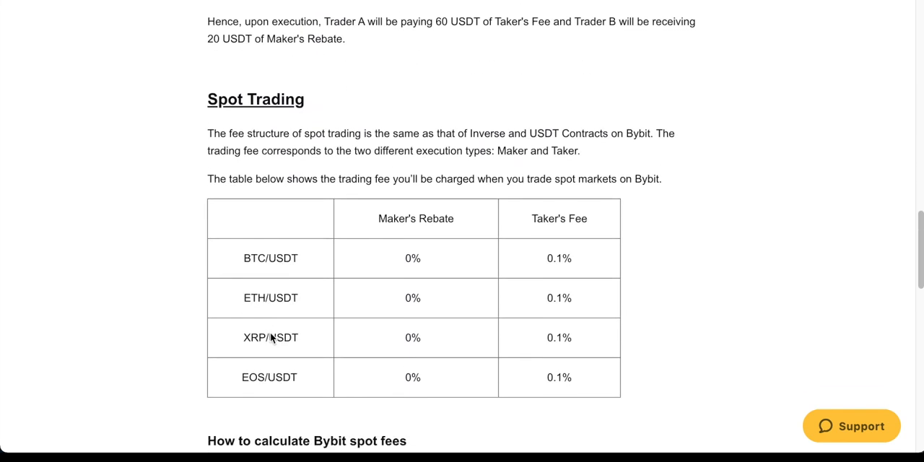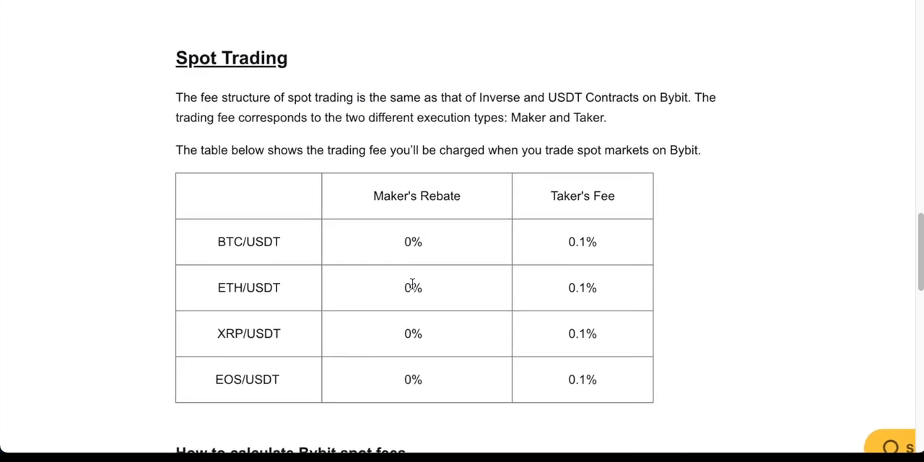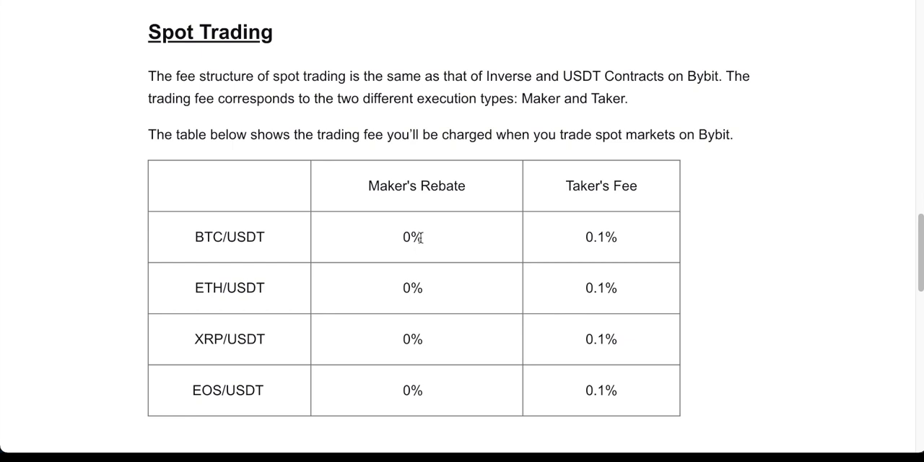Bybit have something called a maker taker fee, which a lot of crypto exchanges do. So for right now, the maker rebate or the maker fees are actually 0%, so essentially free. I'm assuming this won't last forever. This is probably a promotion for right now, but essentially if you're a maker, what that means is that you make liquidity in the market.